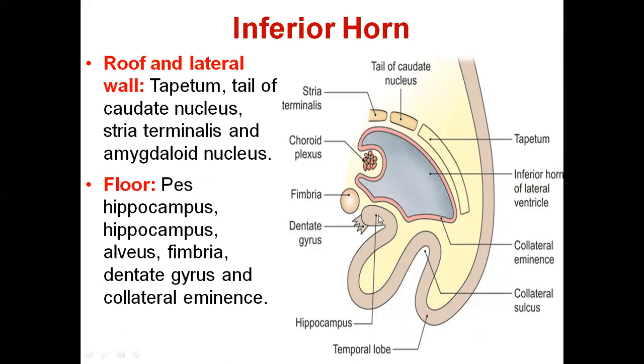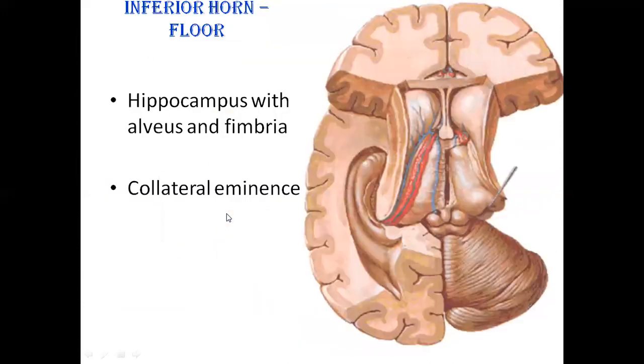Okay, here we have alveus, fimbriae, dentate gyrus, and collateral eminence. So this is the collateral eminence. These are the structures that we find in the floor. Then these are the floor structures in the inferior horn: we find hippocampus, alveus, fimbriae. And this is the collateral eminence.